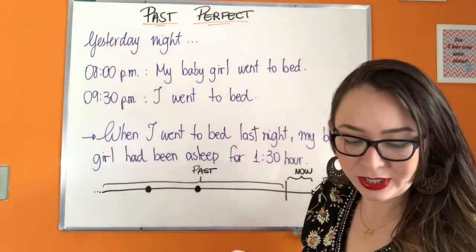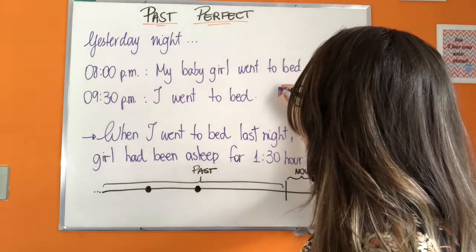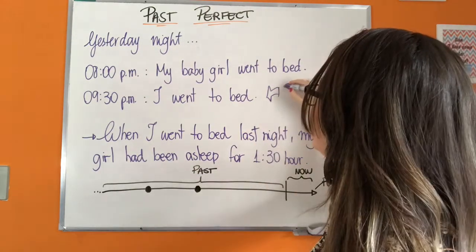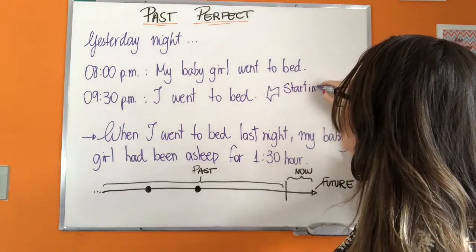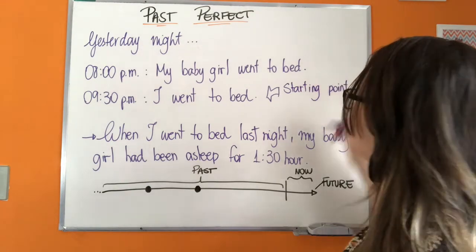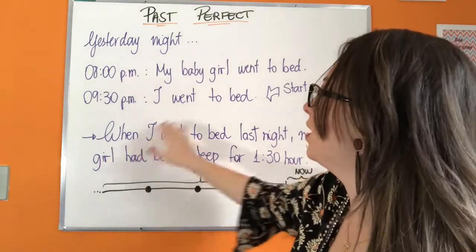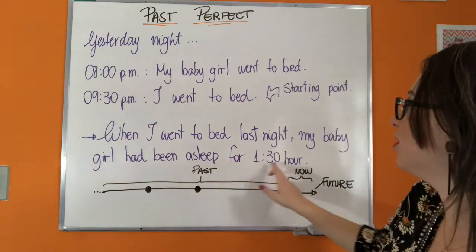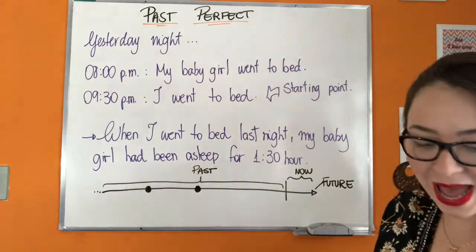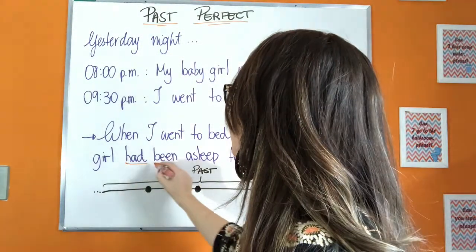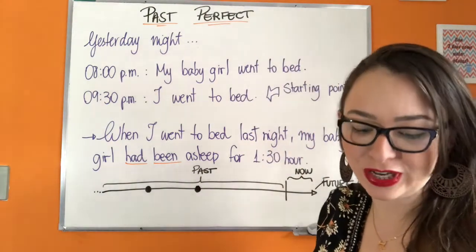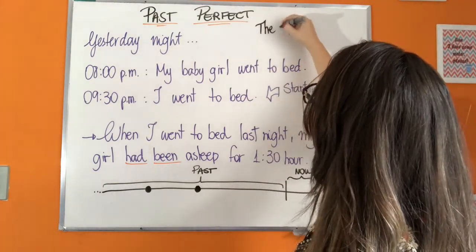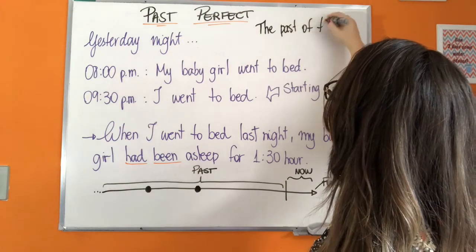So imagine that this second sentence here is my starting point. This is where I begin telling my story. This is the reference for my beginning. So I say, when I went to bed last night, my baby girl had been asleep for an hour and a half. So, had been is my past perfect. So this is why we say that the past perfect is the past of the past.